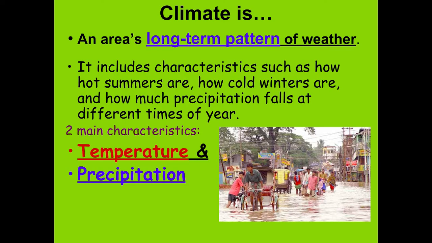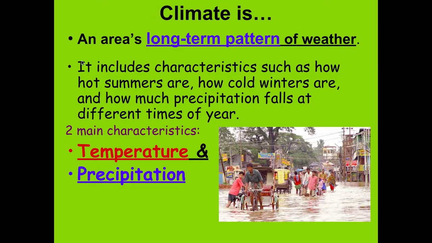So let's start with how climate is different than weather. Climate is basically long-term patterns of weather. So instead of day-to-day, we're looking at averages. A way you can think about this: weather is like your mood, whereas climate is like your personality. Your mood can change from day to day, but overall your personality is probably not going to change that much.